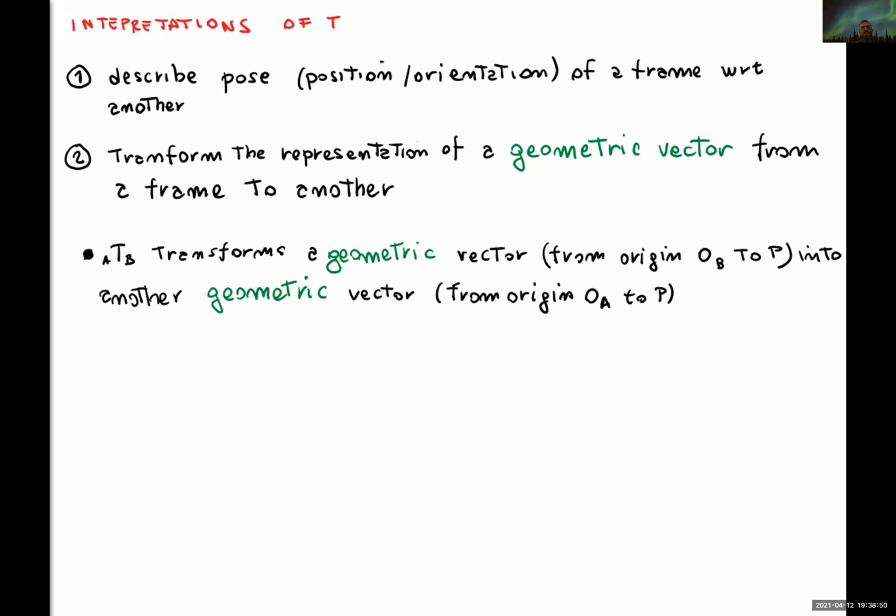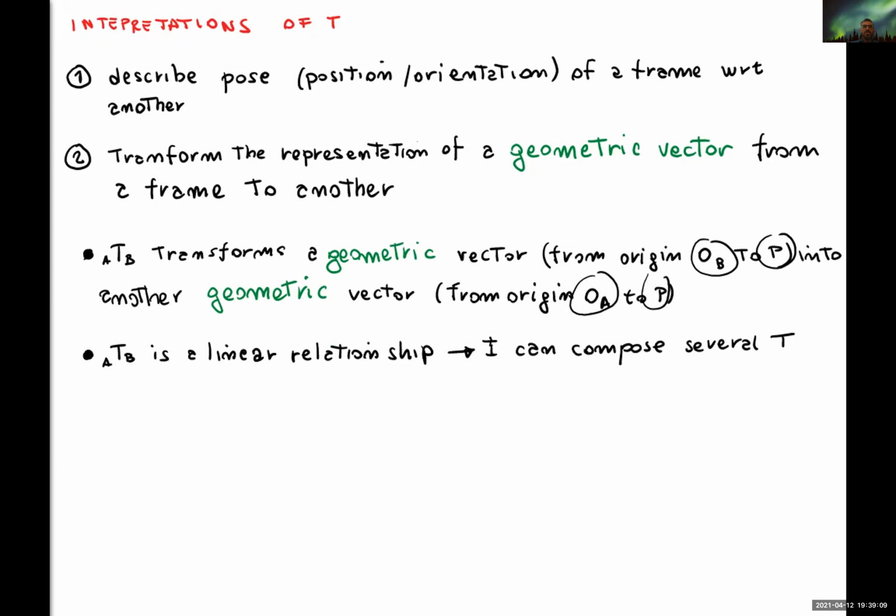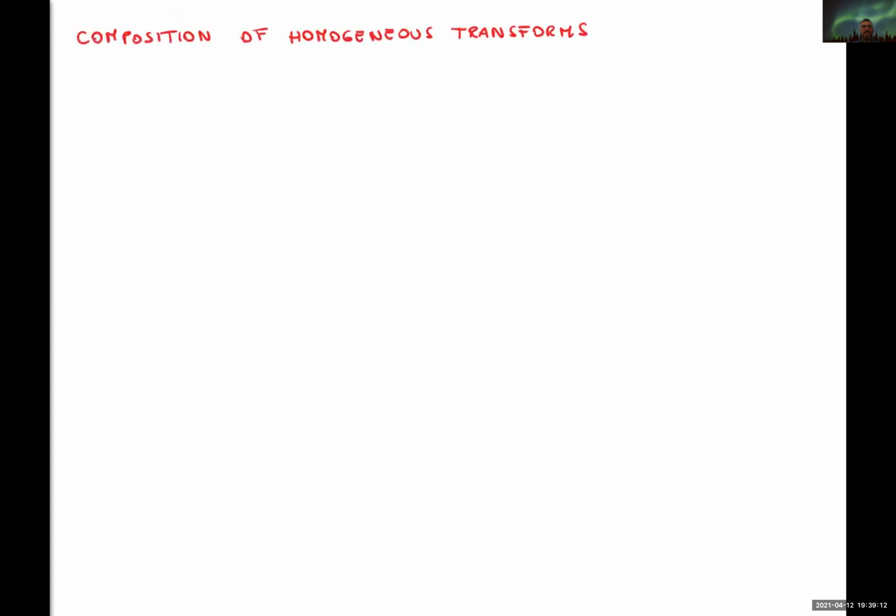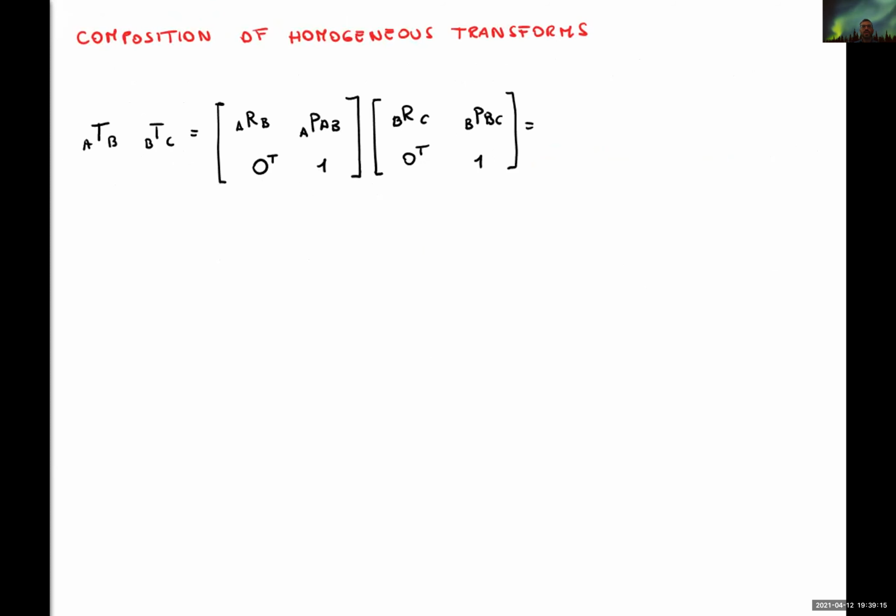And in particular, the homogeneous transform ATB transforms a geometric vector that is from the origin of frame B to the point P into another geometric vector that is from the origin of frame A to the point P. And it is a linear relationship. This means I can compose several transforms. And as we did for rotations, we see that we can concatenate multiple rotations and translations, just multiplying one after the other. And if you do the product blockwise, you get, in essence, this expression.